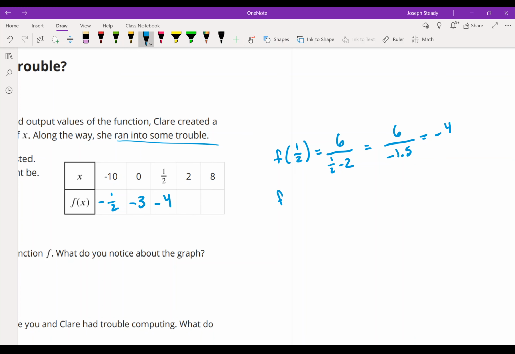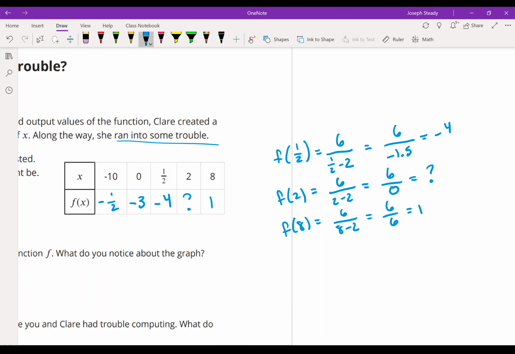Now we'll keep going. f of 2, this is 6 over 2 minus 2, which is 6 over 0. Now this one's kind of weird because I don't think we can divide by 0, so I'm not exactly sure what this is going to give us here. I can't get an answer right away. Okay, and then we can try the last one, f of 8. That's 6 over 8 minus 2, which is the same as 6 over 6, which is just 1.